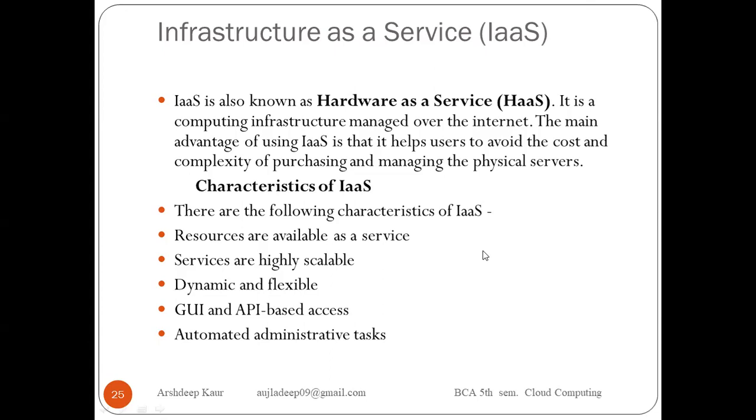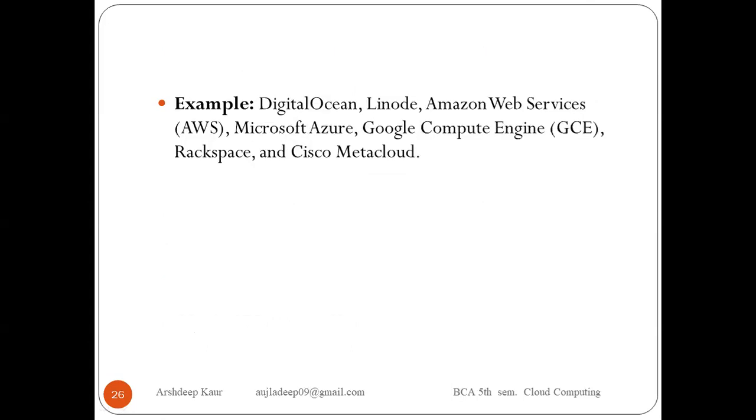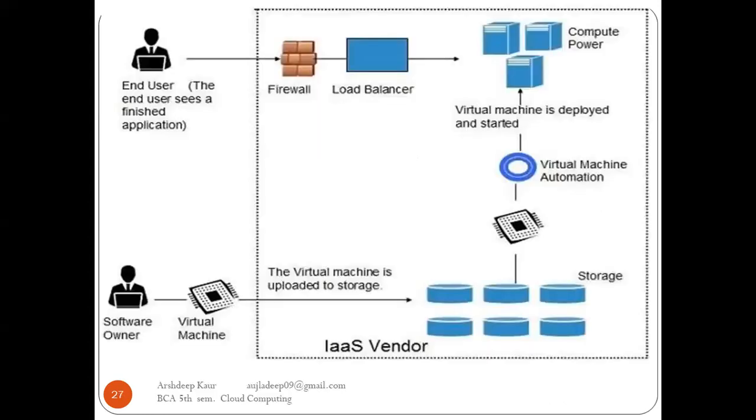So infrastructure as a service means some companies, some organizations, provide you infrastructure as their service. It means when you get infrastructure, you don't need to spend money on purchasing or buying physical servers. Some examples are DigitalOcean, Linode, Amazon Web Services, Microsoft Azure, Google Compute Engine, Rackspace, and Cisco Metacloud. It means all these organizations and companies provide their service as infrastructure.